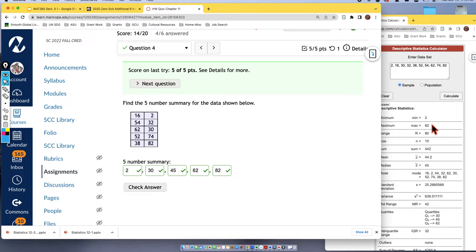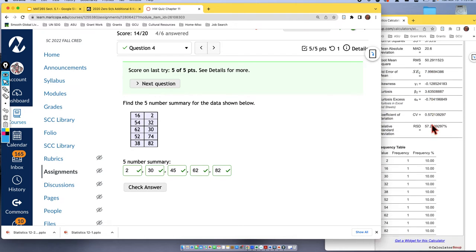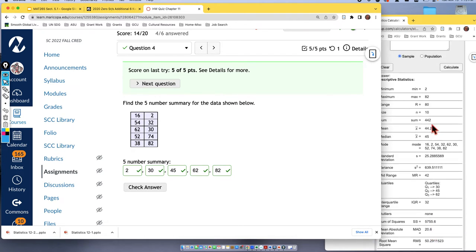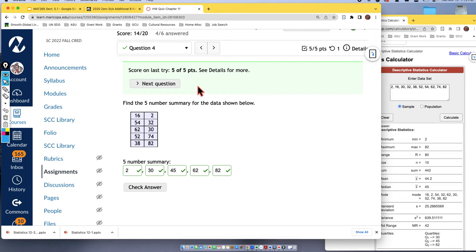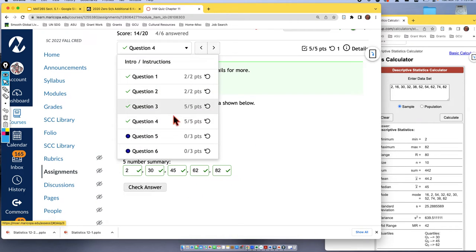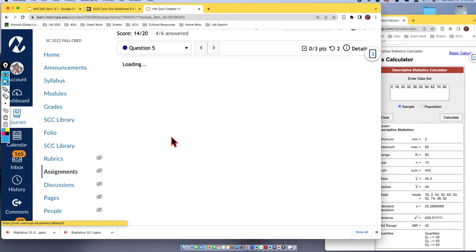So again, I used to use a different one, then a student found this one, and this one seems to be a little bit more helpful. There's other ones, and you're welcome to use any one you want. So that was question 4. We just now need to do, there's 6. I thought there was only 5 questions.